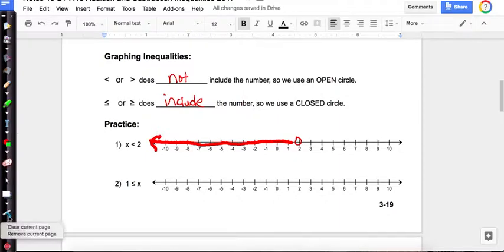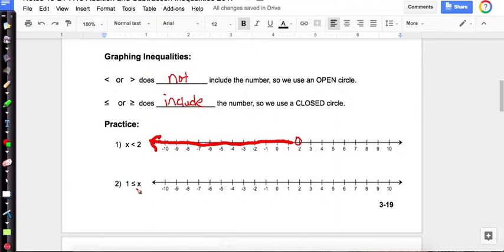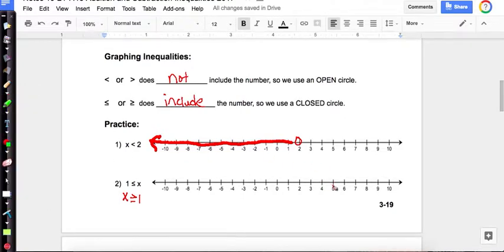Okay, now look at the next one. The next one says 1 is less than or equal to x. So if I read it backwards, that means x is greater than or equal to 1. And the best way to graph is when the letter's on the left. It's much easier to read it because now I see x is greater than or equal to 1. So now I'm going to shade greater than or equal to 1. Now this time it can equal 1 because it's greater than or equal to. So I'm going to put a closed circle, and I'm going to shade to the right for greater than or equal to.